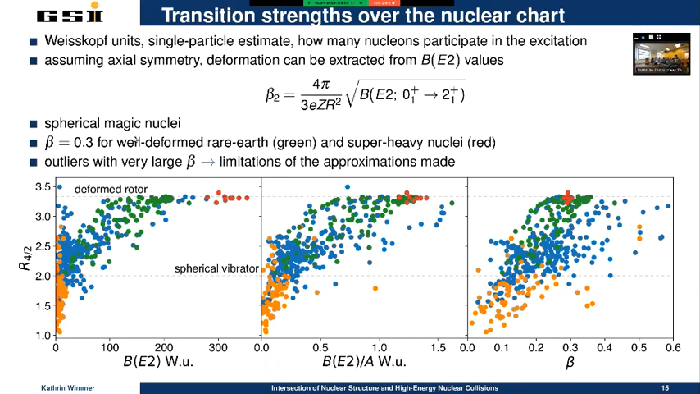And then there is the rare earth region, where many nuclei are very well deformed, and they are marked in green. So you see that they have BOV2 values of around 200 Weisskopf units. The mass number in that region is around 150, 160, 180, and the R4-2 ratio is very close to 3. So again, the correlation of the BOV2 and the R4-2 gives a good indication about the deformation of these nuclei.